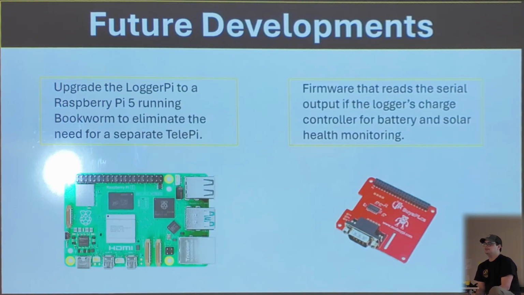Additionally, I would like to integrate what they call a serial HAT. HAT just means hardware attached on top. I'd like to integrate a serial HAT into this. That way you could connect the serial output of a charge controller directly to the logger itself. That way you wouldn't only be able to get your Fluvial Acoustic Tomography data, but you'd also get data on your battery health and solar and stuff like that, to keep an eye on the power requirements of the system.